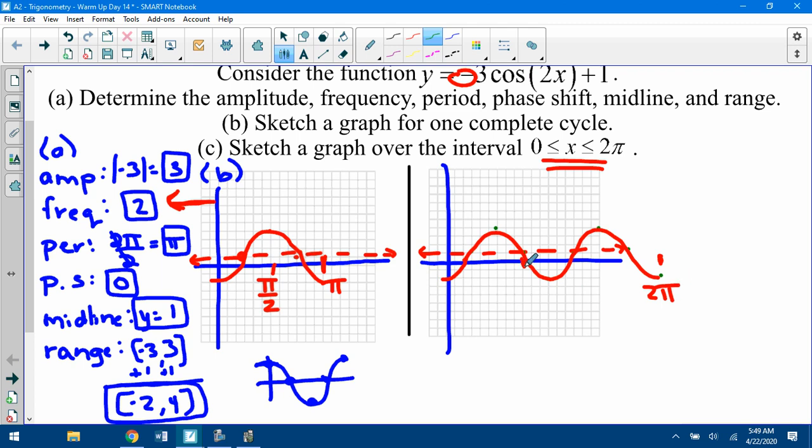This first spot would still be pi. If you wanted to label the middles, this would be pi over 2. This would be 3 pi over 2. And I realize I put this in the wrong spot. Sorry about that. Because that's the end of the cycle. That's where pi would be.